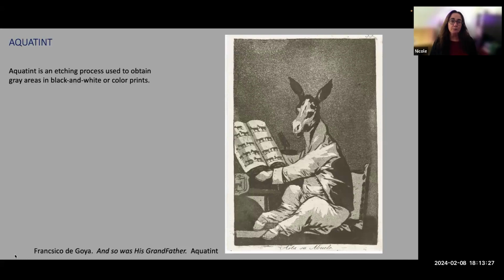So white is where the plate has been protected from the acid. We're looking at a beautiful example by Goya, and it's called "And So Was His Grandfather." And the subject, rather humorous, rather satirical. We've got a donkey looking at a book full of donkeys as though it was a scrapbook, right? So you can put that together with the title and see some of the humor or the sarcasm or the satire at play here in this Goya.